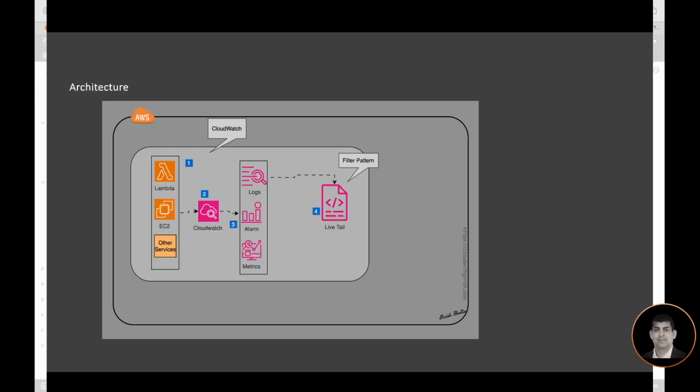We have CloudWatch, as we have learned in the prior workshop. CloudWatch is a log mechanism, and logs can be created via many resources: Lambda, EC2, and other services. CloudWatch has logs, alarms, metrics, and functions. In this scenario, we are extending the log to create a live tail, and we are identifying a filter pattern, so we will be able to see the live tail coming into that log.